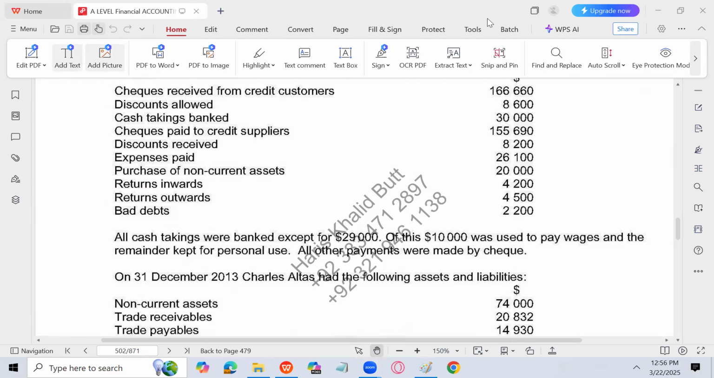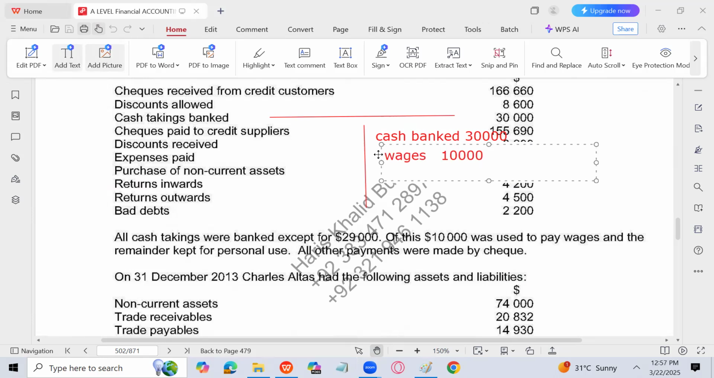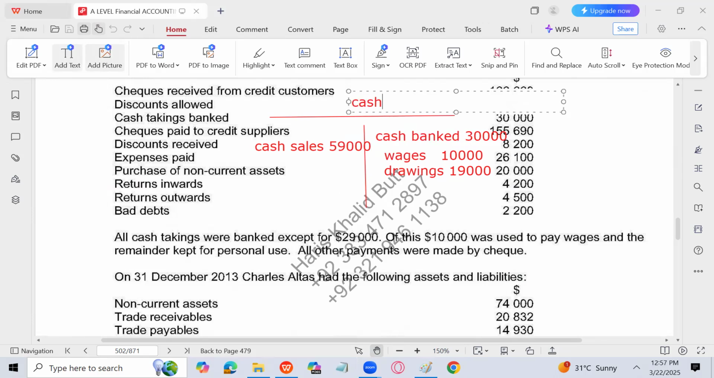तो मुझे जवाब दिया फैजान ने कि सर कैश सेल तो दी नहीं है. मैंने कहा नहीं बेटा, जो आपको दिया हुआ है वो कैश सेल नहीं है, वो असल में कैश बैंक्ड है 30,000. फिर हमने और क्या पे किए? वेजेस कितने की? 10,000 की. और हमने क्या पे किए बेटा? ड्रॉइंग्स कितने की? 19,000 की. एंड नाउ आई एम गोइंग टू फाइंड द टोटल कैश सेल्स which will come on the debit side, which is 59,000. So this is how I have prepared the cash account.